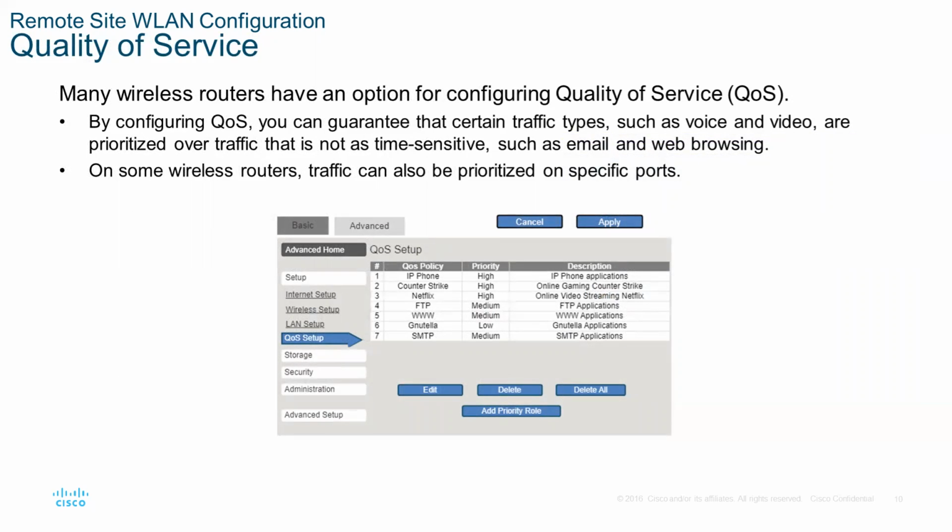Quality of service needs to be configured. So what you need to do is select your type of service that you want to classify, give it a priority value, and describe what type of applications is happening. So here you've got highest priority to any IP phones, Netflix for streaming, and obviously this person plays Counter-Strike a lot because they've given that high priority as well.